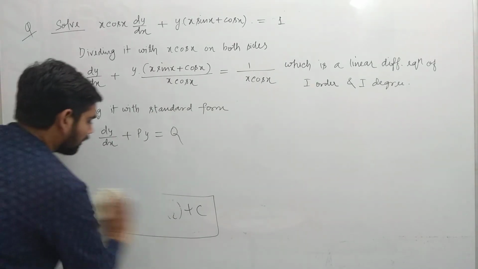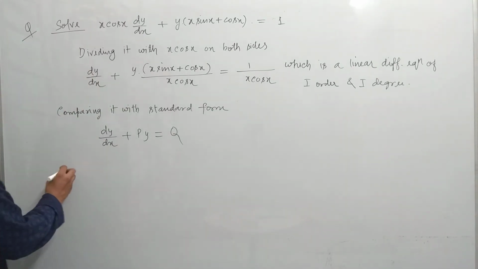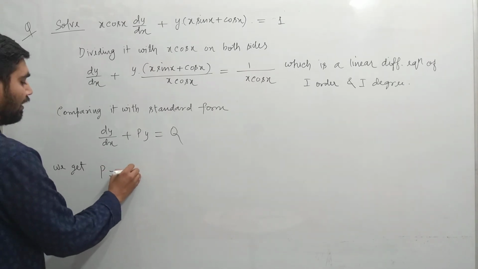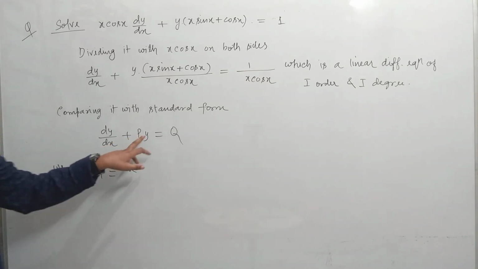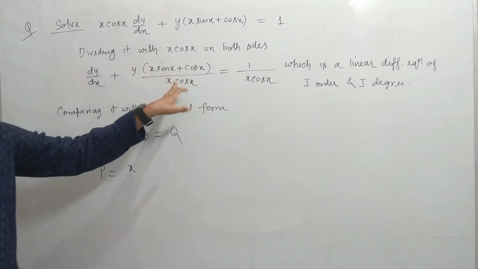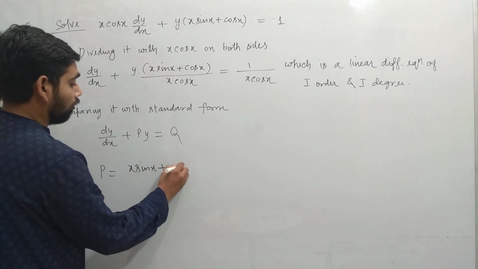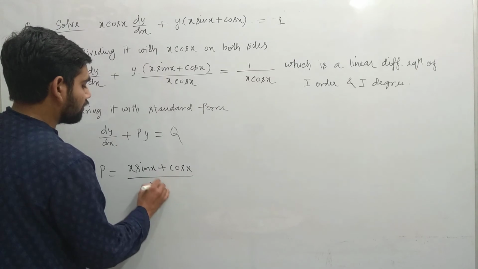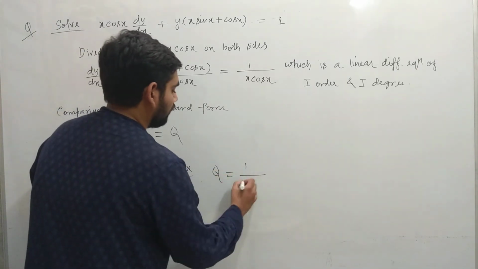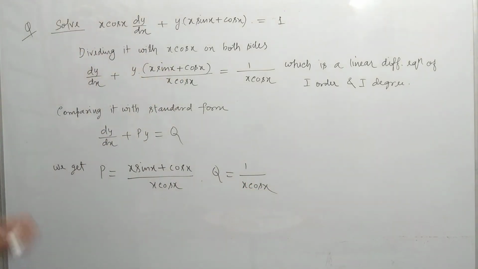On comparing it with the standard form, we get P equals to, here P is the coefficient of y. Here with the product of y we have x sin x plus cos x upon x cos x. So P is x sin x plus cos x divided by x cos x, and Q is 1 upon x cos x. Now first we will find the integrating factor of this differential equation.